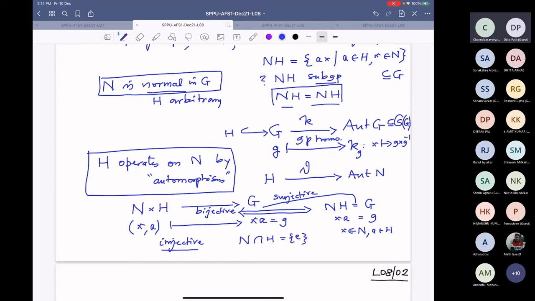Because suppose there are two, suppose xa and yb, they go to the same element. So xa equal to yb, suppose this. Then I want to conclude a equal to b and x equal to y. Can I leave it for you to check this? This is a trivial thing to check. So I will say check.